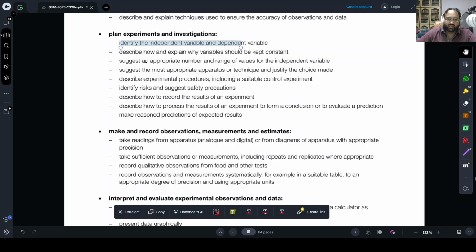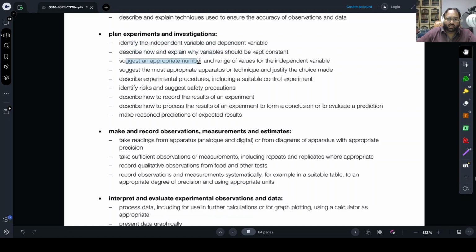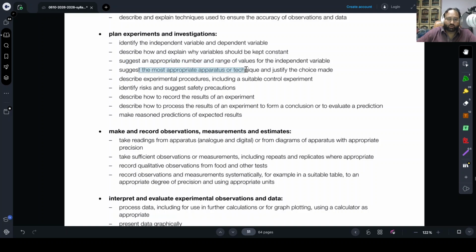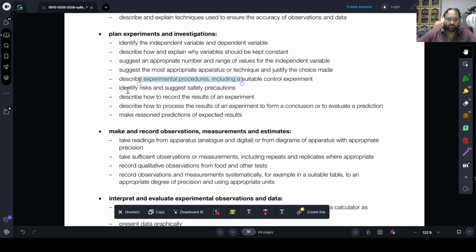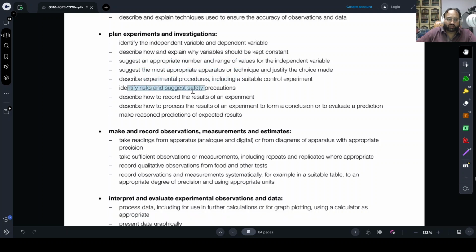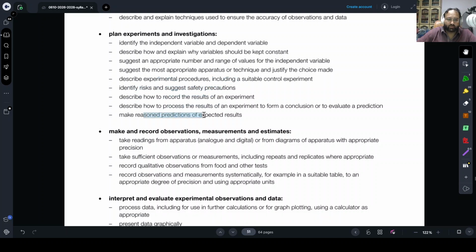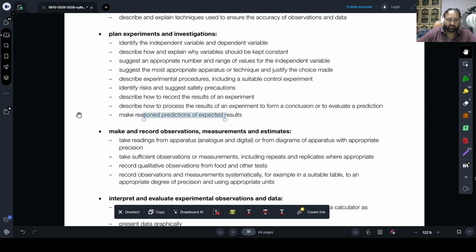Identify the independent and dependent variable, explain how the variable should be kept constant, appropriate number and range of values for the independent variable, the most appropriate apparatus and technique, experimental procedures, identifying risk and suggesting safety, how to record results, how to process results, and prediction of expected results.